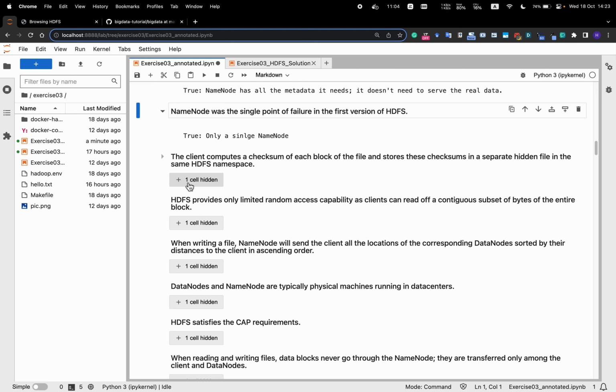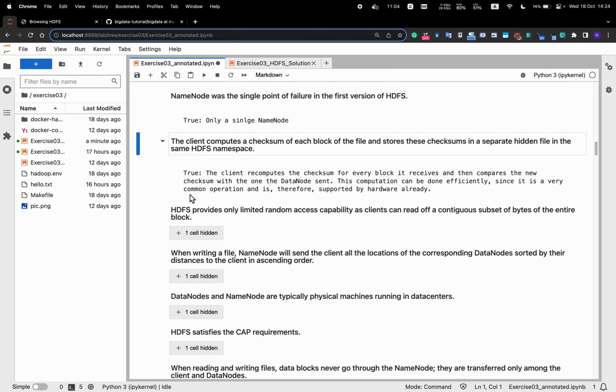So this is true. In short, for every single block, what the client would do is that, for example, when I want to write a data block, I compute the checksum first, and then I send my checksum and the data block together to the data node. And the data node will store that block in the local file system, and also store the checksum somewhere else, but in the same hierarchy.